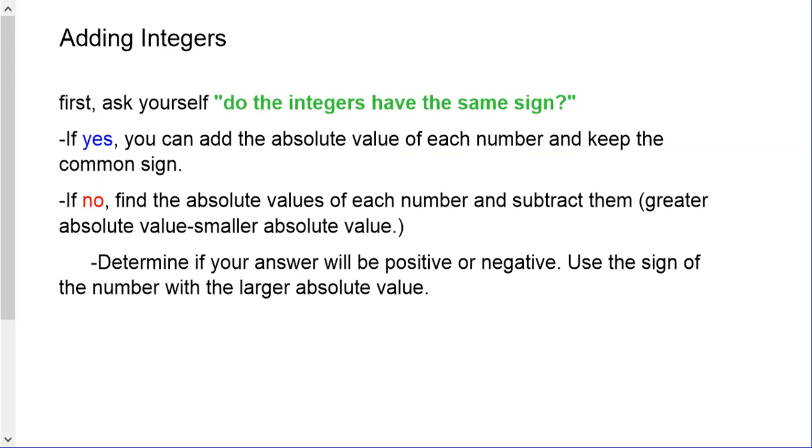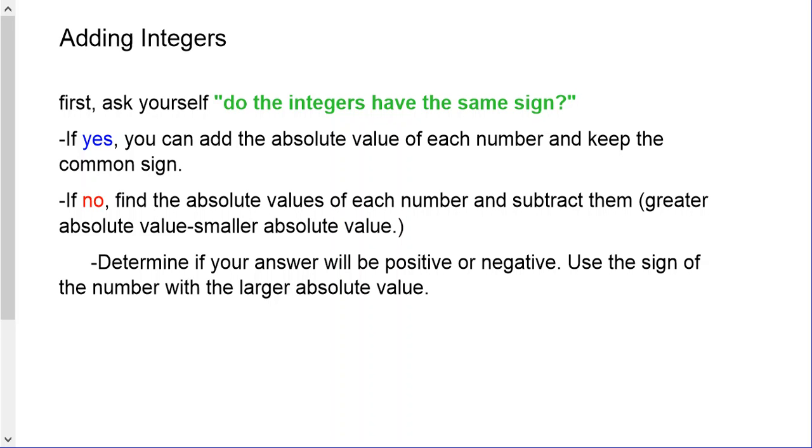When adding integers, the first thing you need to do is ask yourself, do the integers have the same sign? If they do have the same sign, you can just add the absolute value of each number and keep the common sign. If no, you can find the absolute values of each number and subtract them, the greater absolute value minus the smaller absolute value, and then determine if your answer will be positive or negative, and use the sign of the number with the larger absolute value.